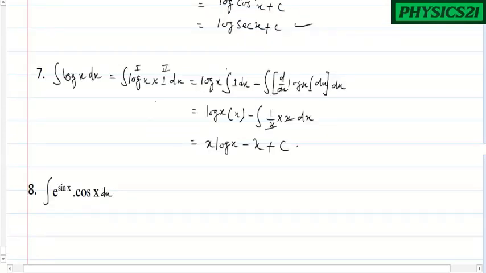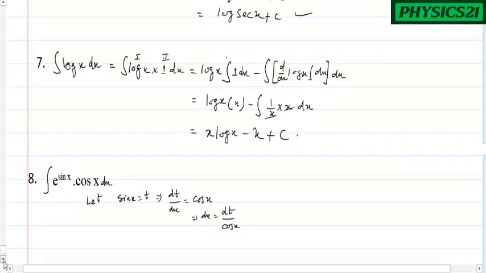Now in the next problem we will integrate e raised to power sin x into cos x dx. This is one more example of integration by substitution. Here let sin x equal t. The next step, the value of dt divided by dx will be cos x. So we can substitute in place of dx, dt divided by cos x.